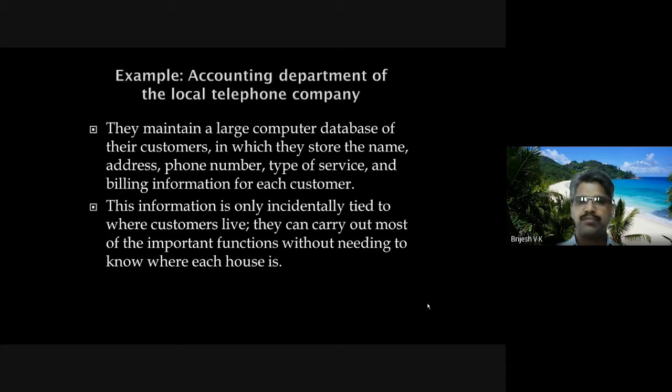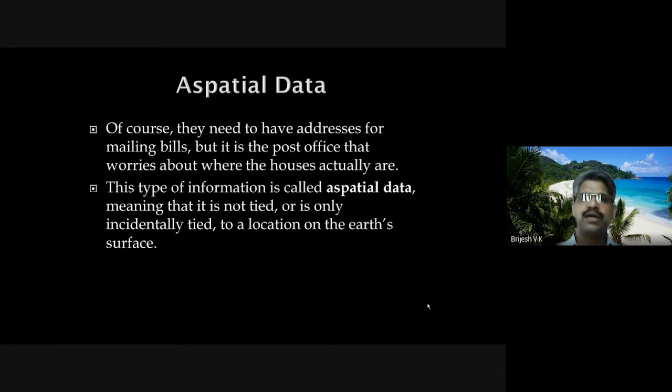They can carry out most of the important functions without needing to know where each house is. The accounting department doesn't need to know where this particular house is, but they have to identify the customer. What is his customer ID? What is the bill for last month or this month? They have to send that. For sending the bill, the accounting department doesn't need to know where this particular house is located. They need the addresses for mailing bills, but it is the post office, because most of the time now emails have come. Earlier they used to send hard copies. So the post office people should know where this particular address is, where the house or office actually is.